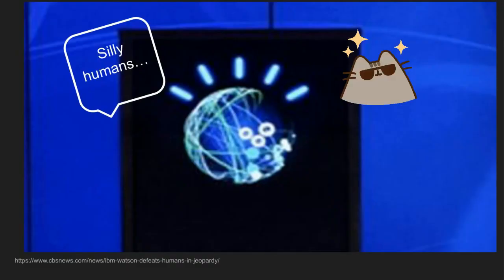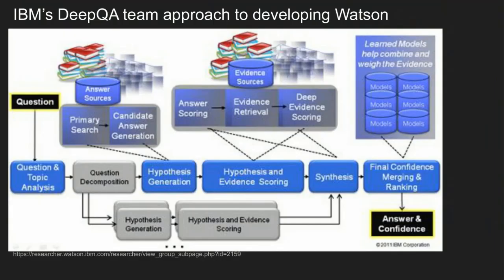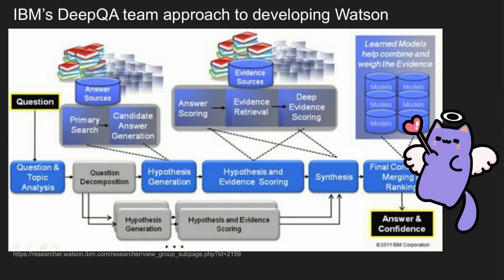So how did Watson work? IBM's DeepQA team implemented natural language processing. DeepQA is a software architecture that takes on a philosophical approach that uses evidence-based reasoning to come up with answers. So Watson would receive the Jeopardy question and perform topic analysis. It then gathered candidate answers and evidence sources and used its own learned models combined with the statistically best evidence to generate an answer with confidence.